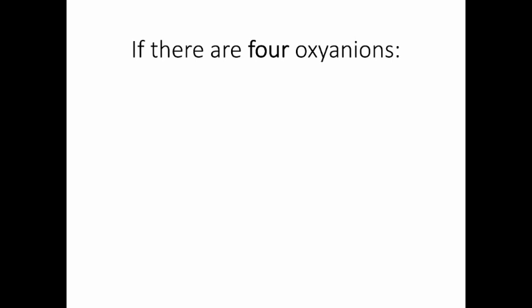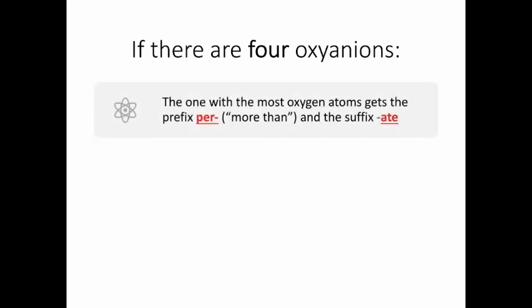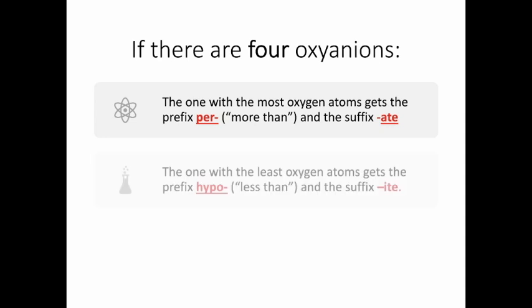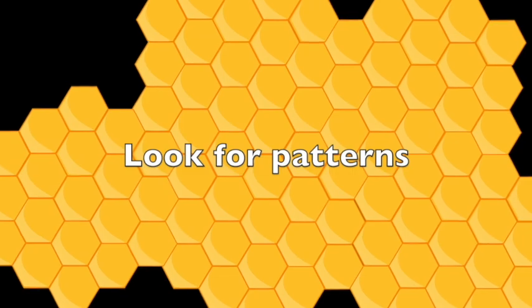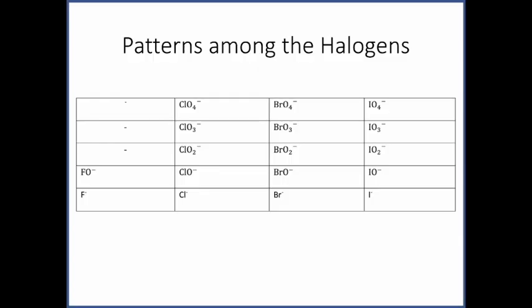If there are 4 oxyanions, the one with the most oxygen atoms gets the prefix "per" and the suffix "ate." The one with the least oxygen atoms gets the prefix "hypo," which means less than, and the suffix "ite." And then as far as the 2 in the middle go, the one with more oxygen atoms gets the suffix "ate," and the one with less gets the suffix "ite." I found all of this to be very confusing at first, but it makes a lot more sense when we look at patterns. We're going to start looking at the halogens because they have some things in common.